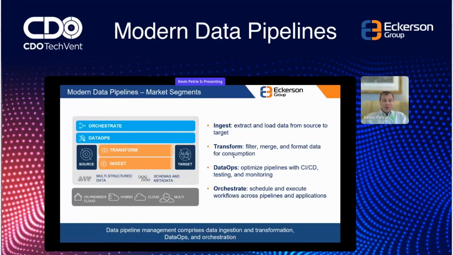So how do we define this market? Modern data pipelines have a few critical, what I see as four critical market segments, and I'll work from the bottom up in this diagram. The first important note is that we're looking at on-premises systems.